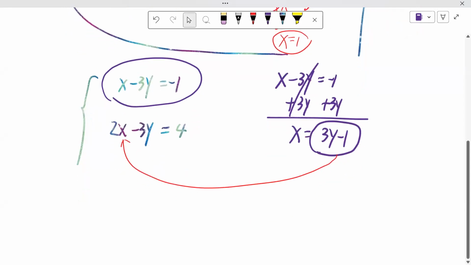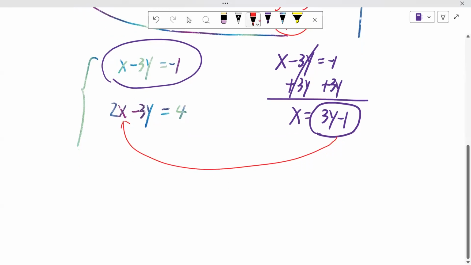And once we do this, then the variable x will be eliminated, right? So by using the substitution method, we get rid of one of the variables here. So once you plug in the x with 3y minus 1, we're going to get 2 times (3y minus 1) minus 3y. That should be equal to 4.